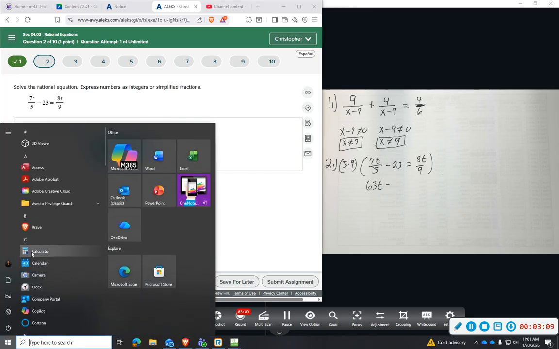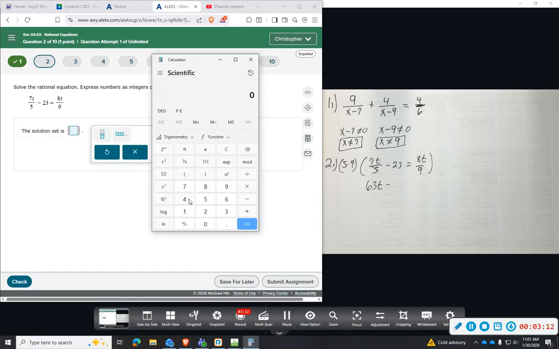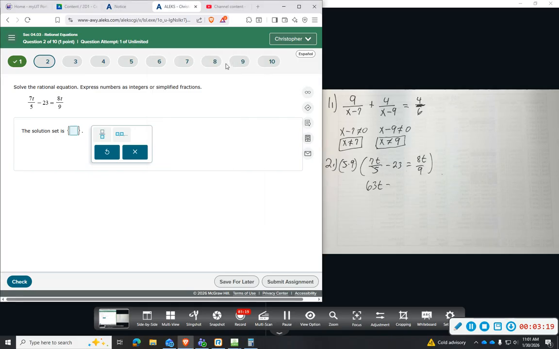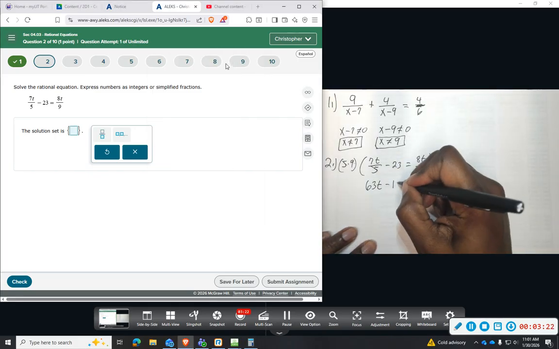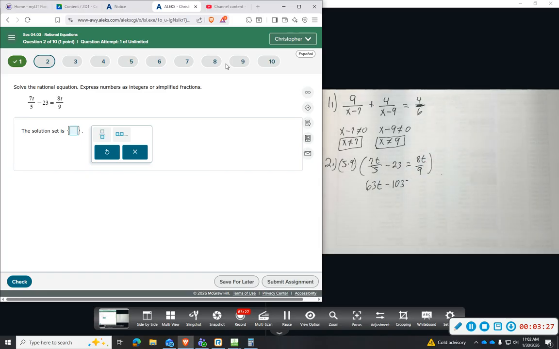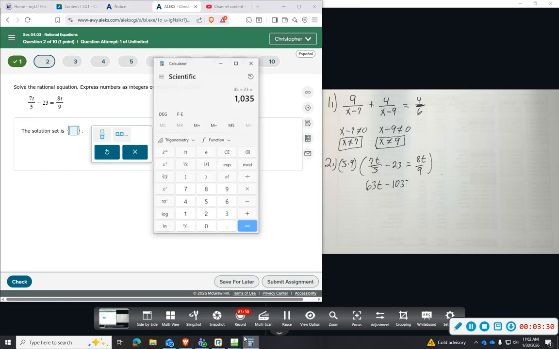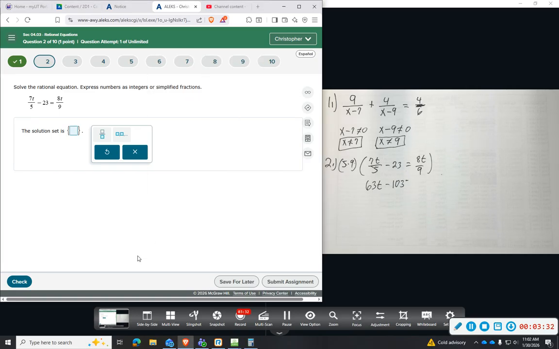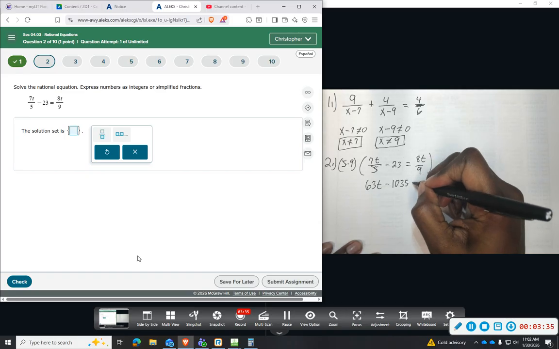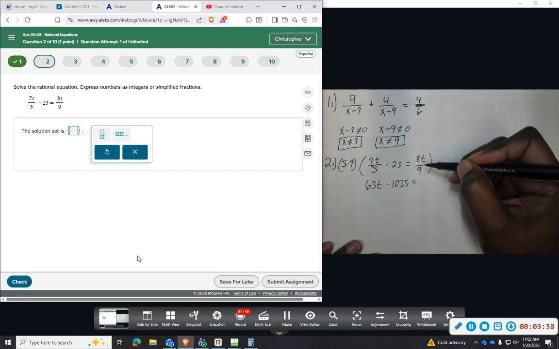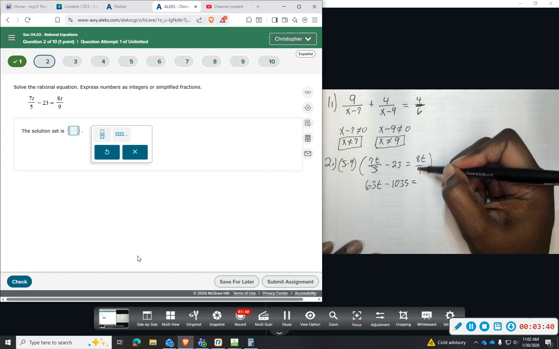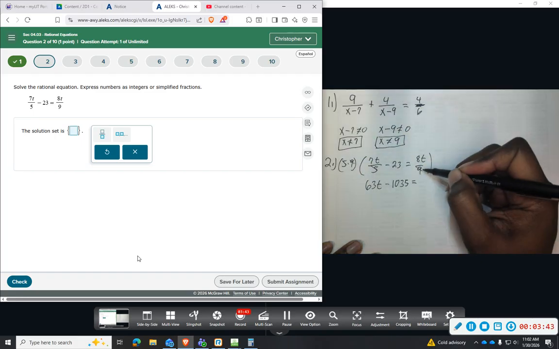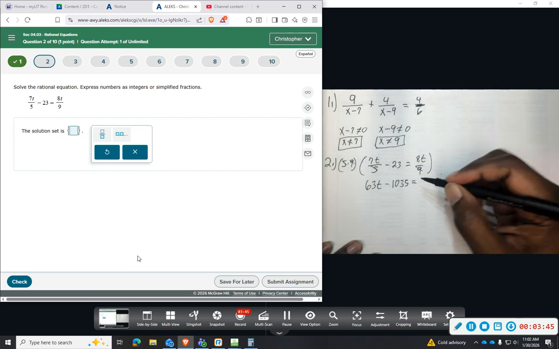Let me just grab the basic calculator, and we will do 45 times 23. That gives us 1,035. Now that's going to be negative 1,035. Make sure I did that right. Okay. And then when I multiply the 5 times 9 times this last expression, this time the 9 cancels out, 9 divided by 9. And so we're going to multiply 5 times 8, and it's going to give us 40t.